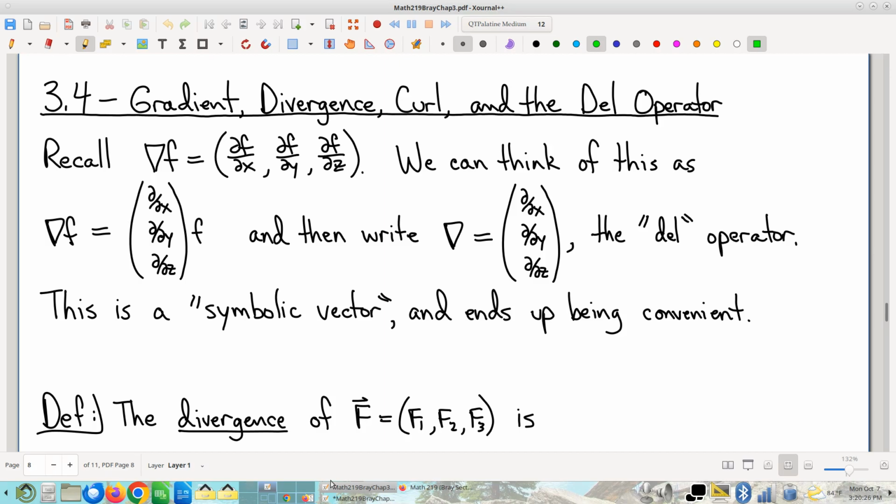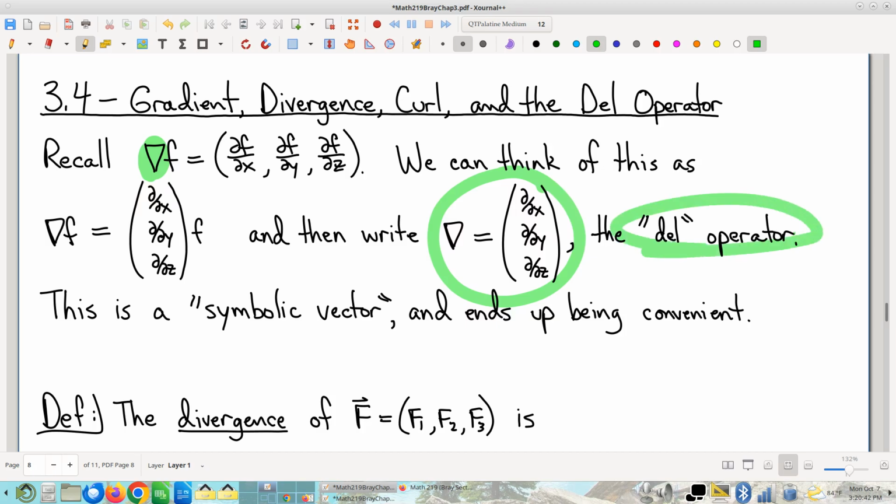So we talked about how you can take the gradient and pull out specifically what is that thing by itself, and we argued that it is this thing. That's what we call the del operator, and we're going to do various different things with it.